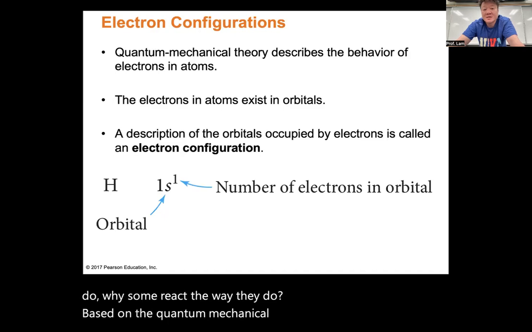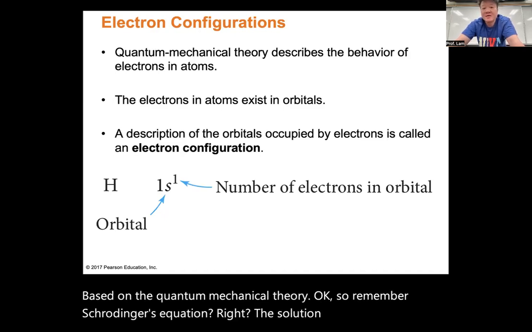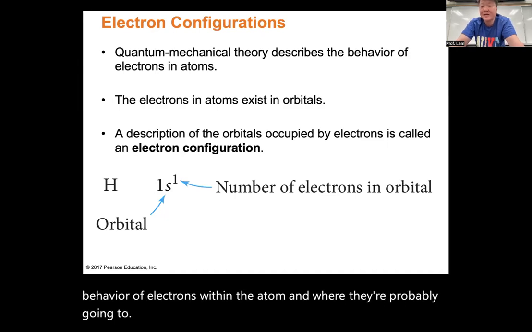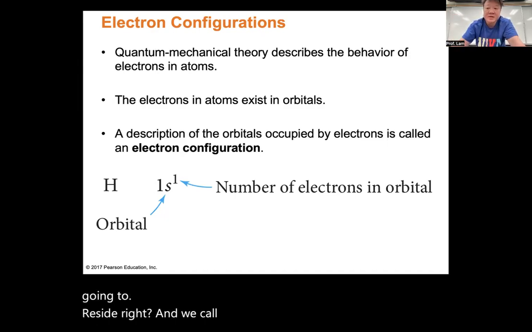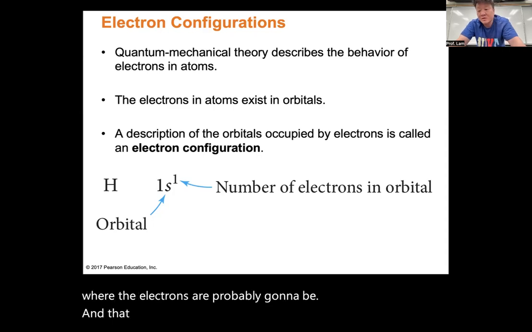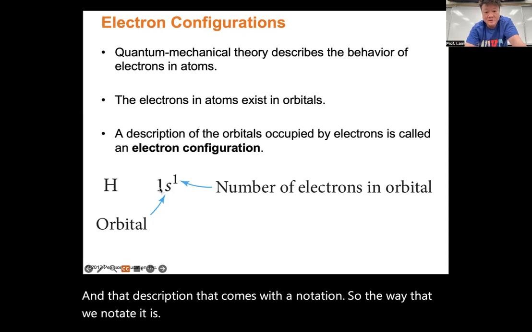Okay. So remember Schrodinger's equation, right? The solution to that describes the behavior of electrons within the atom and where they're probably going to reside. We call those orbitals, right? A 3D region of space where the electrons are probably going to be. That description comes with a notation. The way that we notate it is the orbital sublevel.